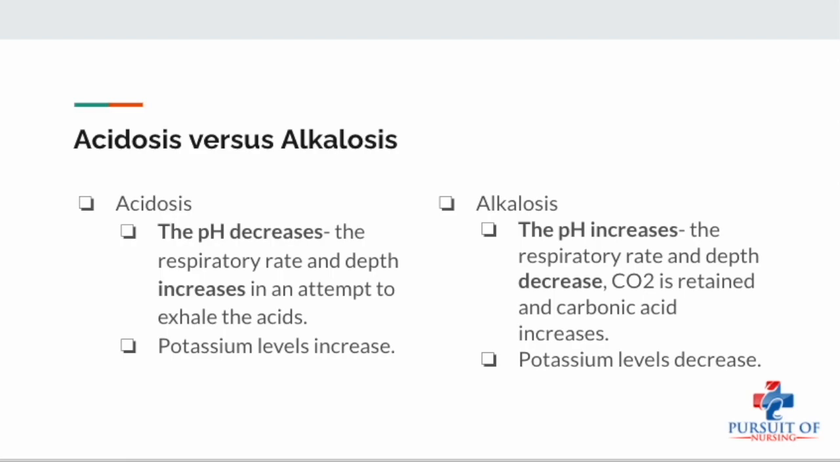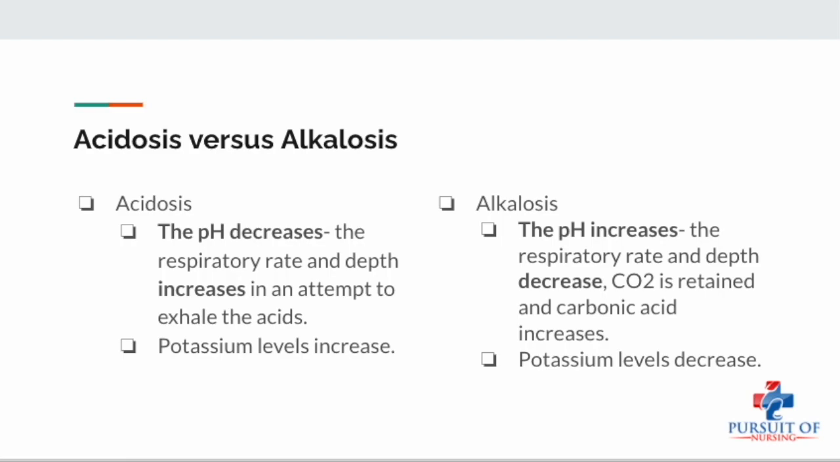Flipping over to metabolic, we know that in metabolic imbalances, there's a corresponding relationship between pH and CO3. So in metabolic acidosis, we know the pH is decreased. Since we know there's that corresponding relationship, we also know that the CO3 is decreased. And then in metabolic alkalosis, the pH is increased, and the CO3 is increased as well.